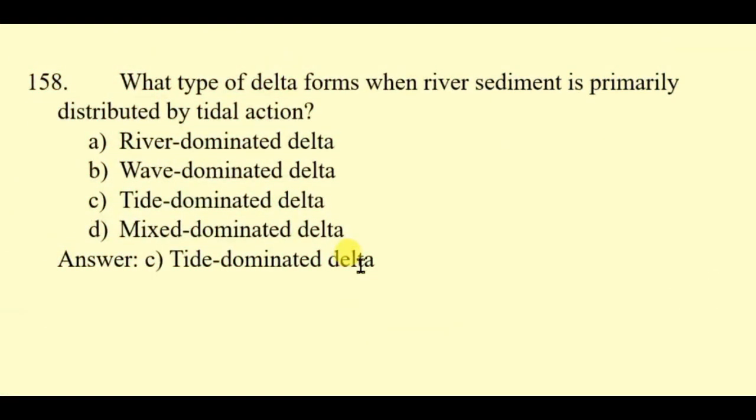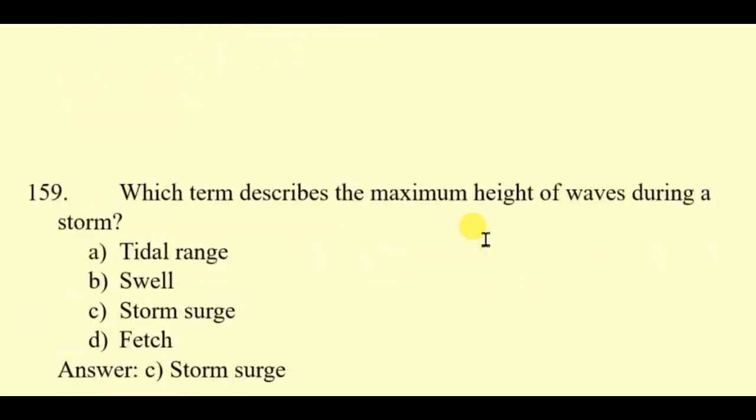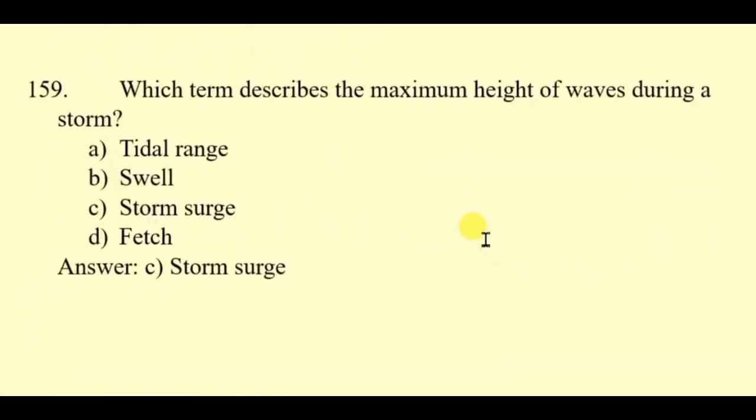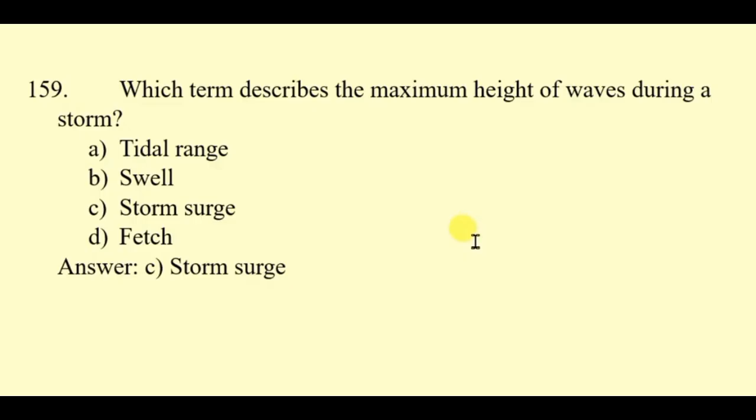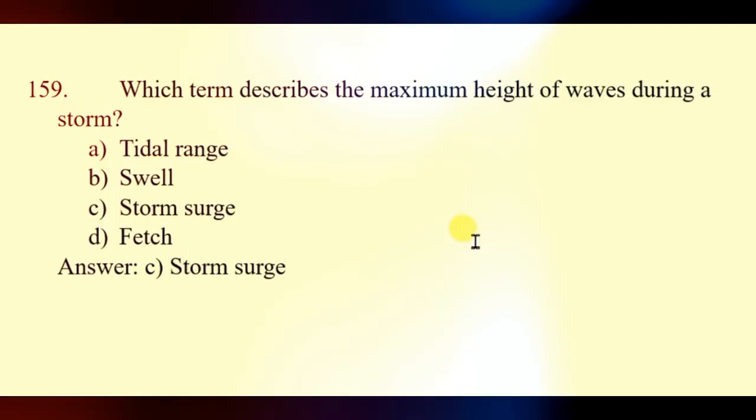Question 158. What type of delta forms when river sediment is primarily distributed by tidal action? River dominated delta, wave dominated delta, tide dominated delta, mixed dominated delta. Here the right answer will be tide dominated delta. Question 159. Which term describes the maximum height of waves during a storm? Tidal range, swells, storm surge, phase. Here the right answer will be storm surge.